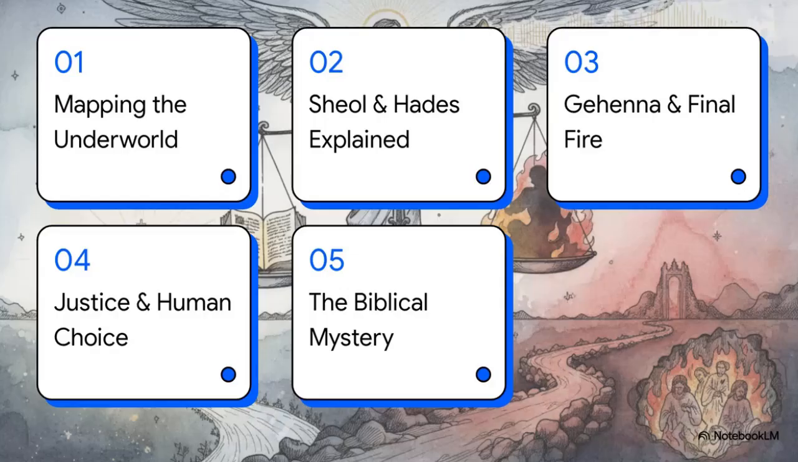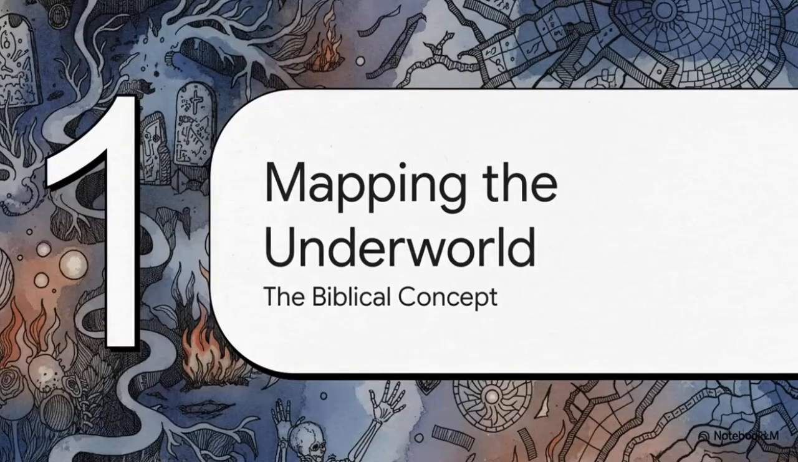Think of today's agenda as our itinerary for the underworld. We'll start by mapping the underworld. Then we'll get Sheol and Hades explained, look at Gehenna and final fire, dive into justice and human choice, and finally we'll wrap up by embracing the biblical mystery. All right, let's jump right into Section 1, Mapping the Underworld.